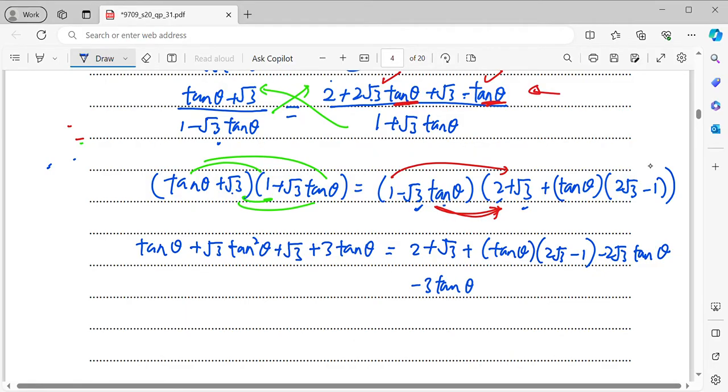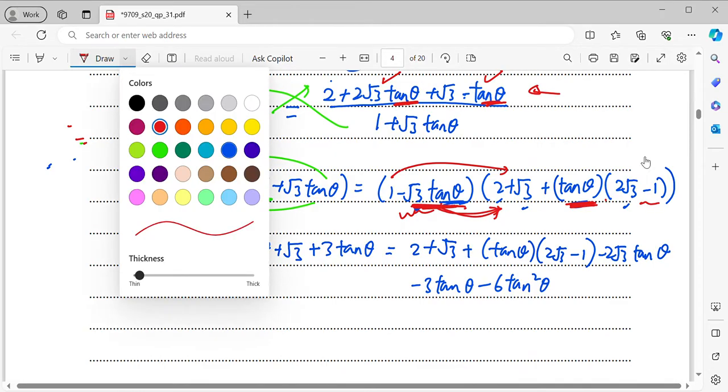Okay, then this tan θ multiplied with tan will be tan squared. And then this negative √3 multiplied with 2√3 will be negative 6. So I will get −6 tan² θ. And then lastly, this whole term, you multiply with tan first, which is tan squared. Then this term multiplied with minus 1 means it's plus √3 tan² θ.